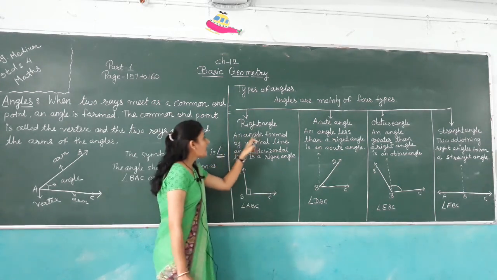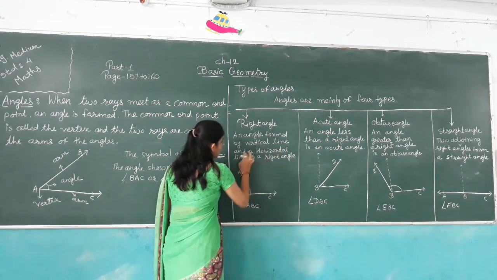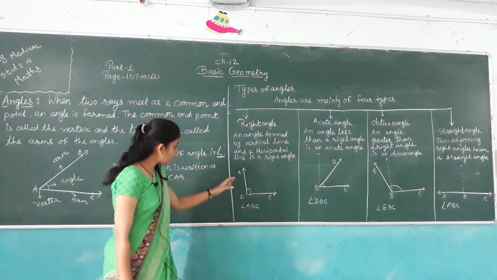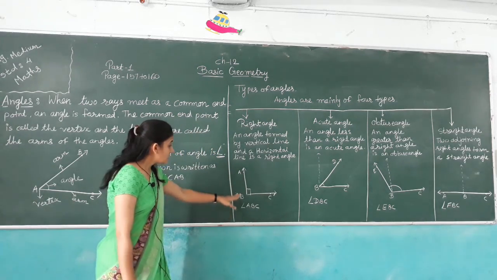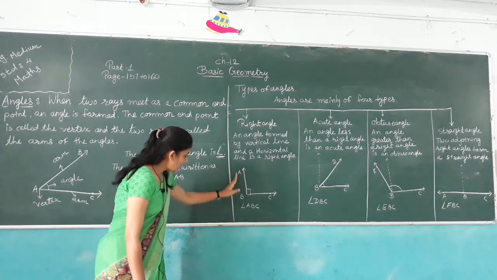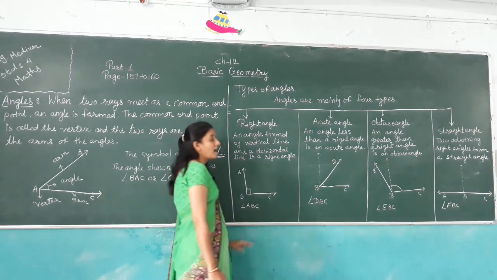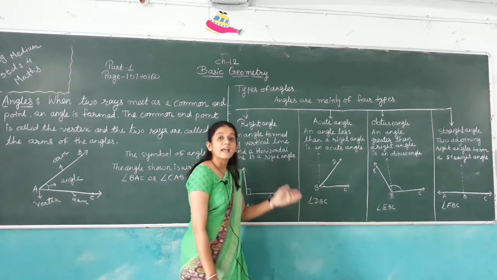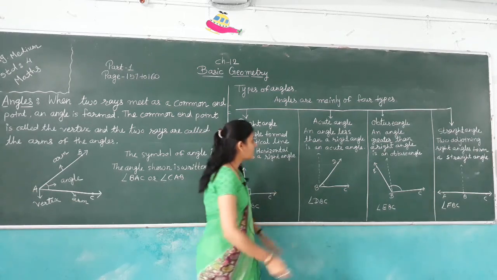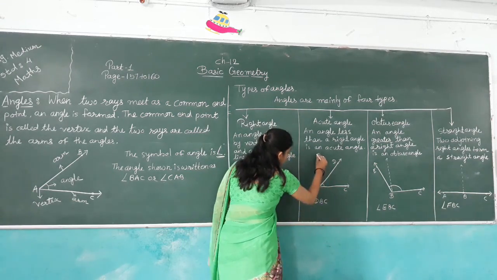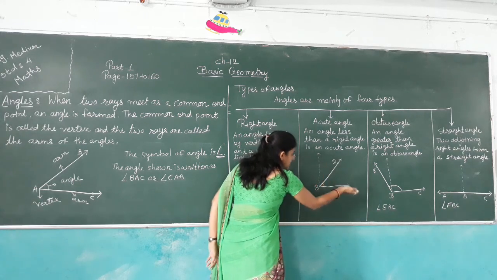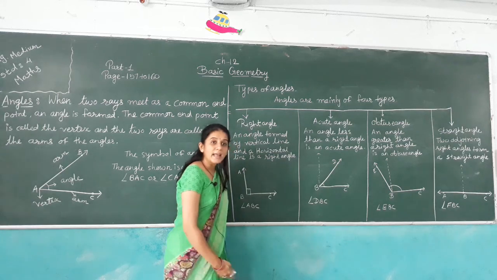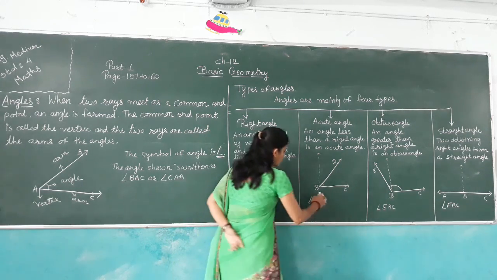Again one time. An angle formed by a vertical line and a horizontal line is a right angle. ABC is a right angle. Now acute angle. An angle less than the right angle is an acute angle. This one is a right angle, but less than the right angle, this angle is called an acute angle.